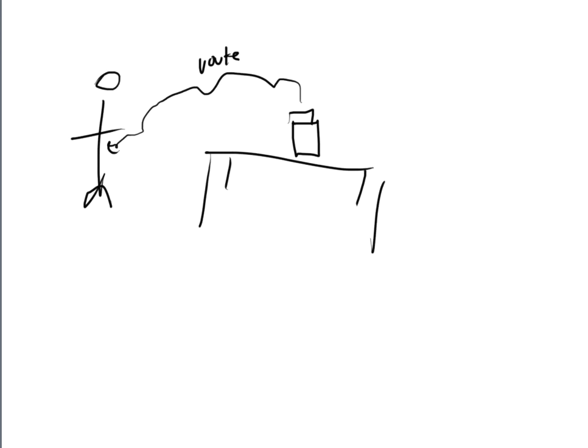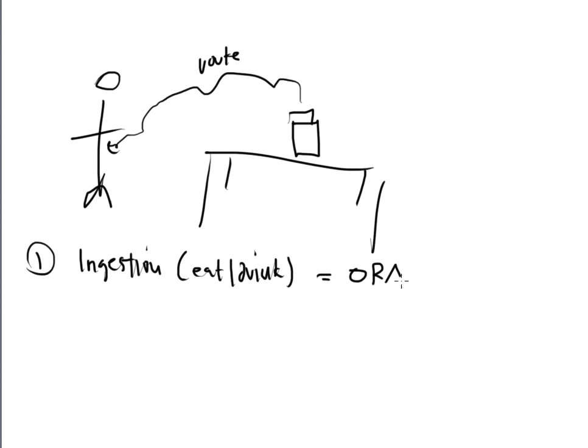So we're going to break down these routes, and the very first one that I'm going to talk about is going to be ingestion. Eat, drink, be merry. Ingestion is really oral, okay? Through the mouth. You have to swallow it. You have to drink it. It has to come in contact with your mouth, with your tongue, with your throat, with your stomach, and maybe eventually to your large and small intestine.